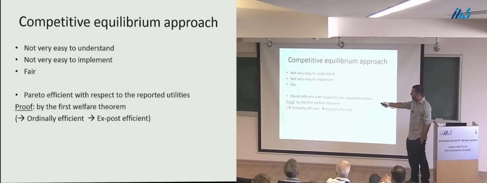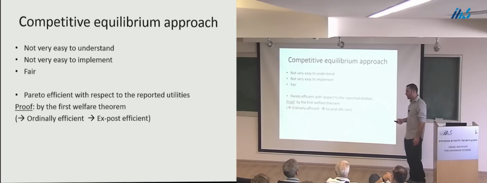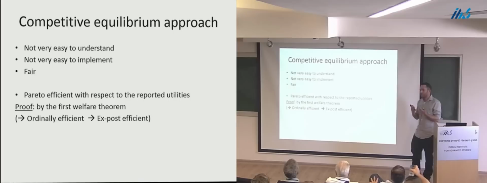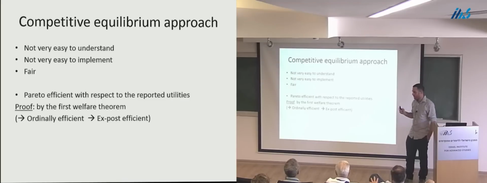I said here not very easy to understand. It's actually very easy to understand if you're an economist. If you try to explain it to other people, you might get into a bit of trouble. Why is there a price that clears the market and so on? It's not very easy to implement. It's fair though, because given the prices, everybody can buy the same thing. And it's Pareto efficient because of the first welfare theorem, right? It's a market, so the entire allocation is Pareto efficient. If it's Pareto efficient, it's also ordinally efficient. It's also ex post efficient, right?